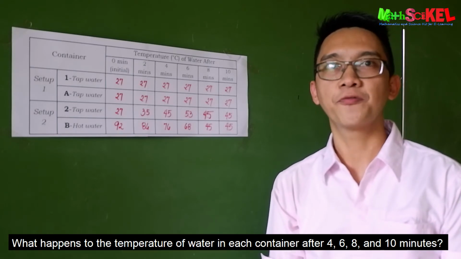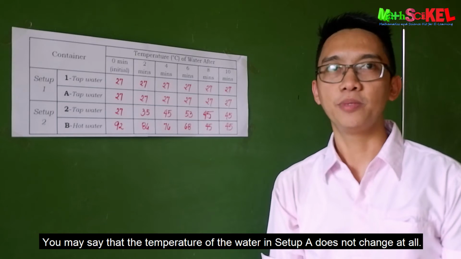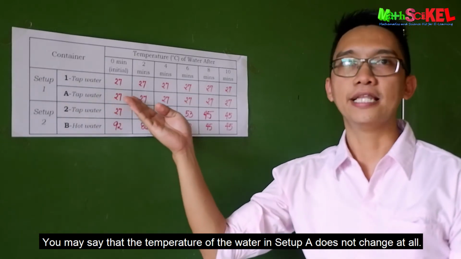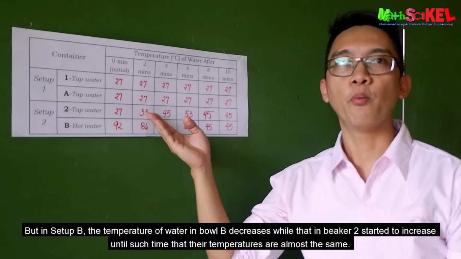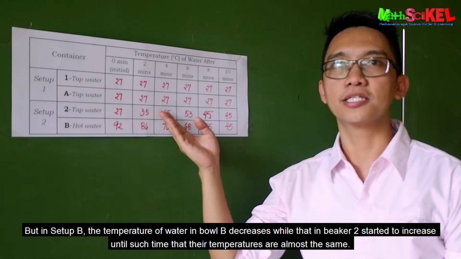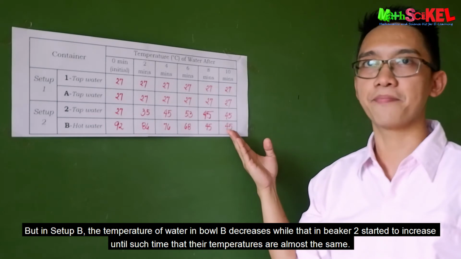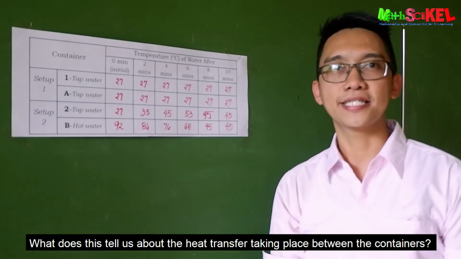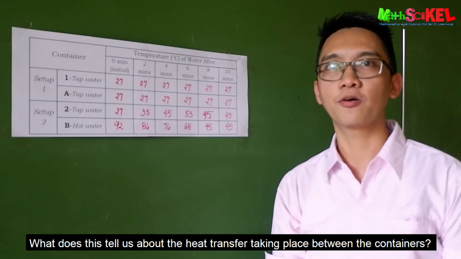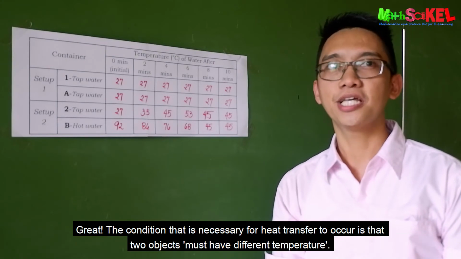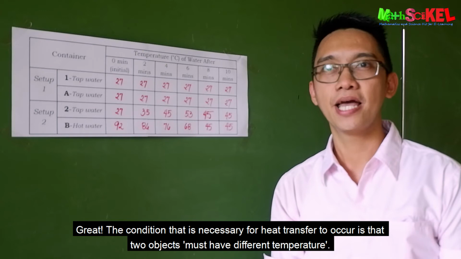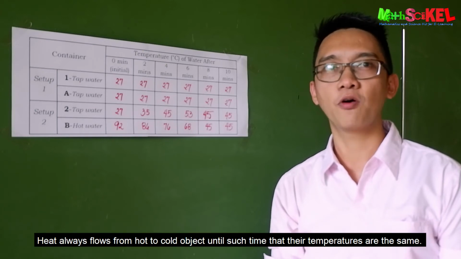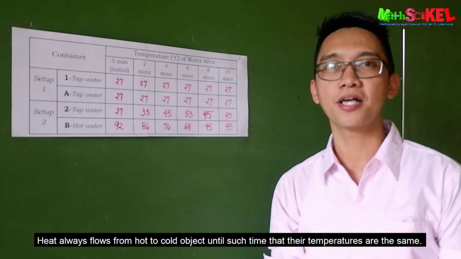What happens to the temperature of water in each container after 4, 6, 8, and 10 minutes? You may say that the temperature of the water in setup A does not change at all. But in setup B, the temperature of water in bowl B decreases, while that in beaker B started to increase until such time that their temperatures are almost the same. What does this tell us about the heat transfer taking place between the containers? Great! The condition that is necessary for heat transfer to occur is that two objects must have different temperature. Heat always flows from hot to cold object until such time that their temperatures are the same.